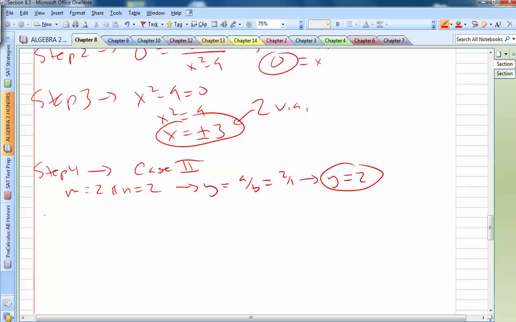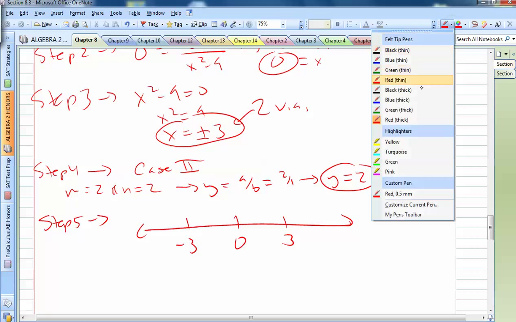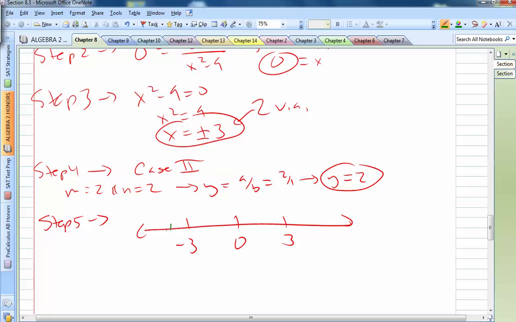Step 5, we're going to do a sign chart. We have 0 in the middle, 3 and negative 3. So we're going to start testing points now. We're going to test negative 4, we're going to test negative 1, we're going to test 1, test 4. When I say test, we're going to plug back into the original equation.